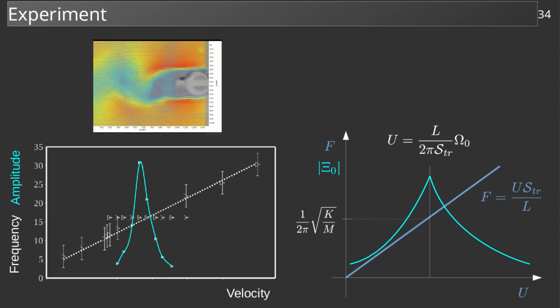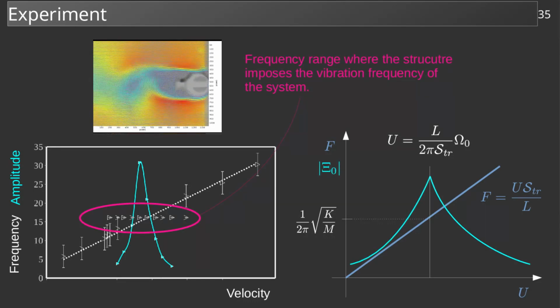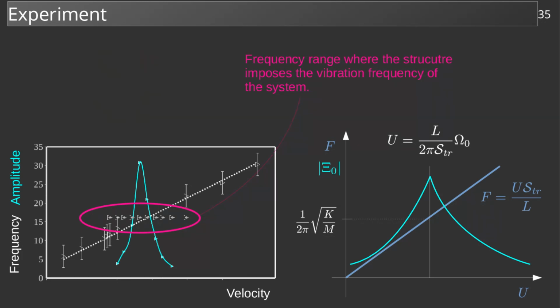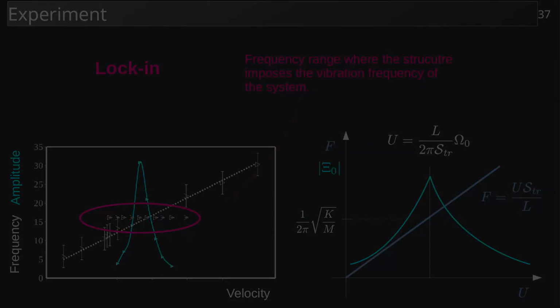We observe that our predictions are verified, except for one detail. In a frequency interval around the resonance, the frequency remains constant. It is the oscillator that imposes its dynamics on the flow and not the other way around. This phenomenon is called lock-in.